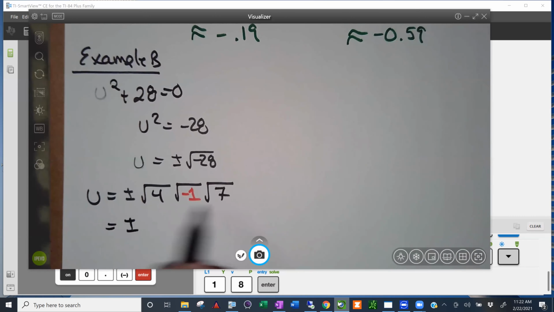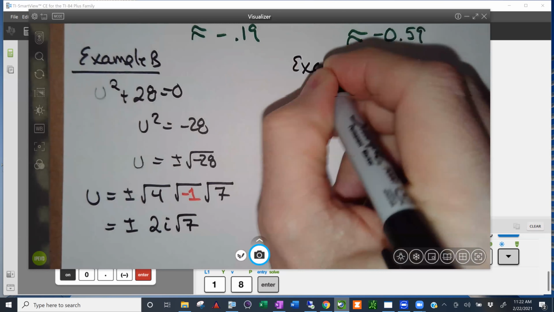How does this simplify? What's left? What do I get? Plus or minus 2i square root of 7. Perfect. Thank you so much. You're welcome. Plus or minus 2i times the square root of 7. Looking good.